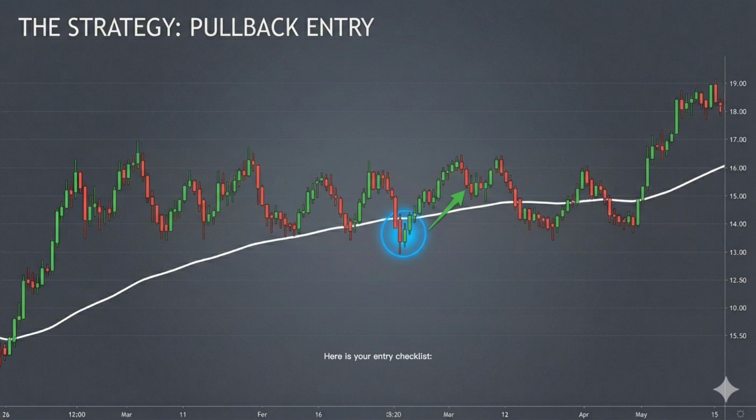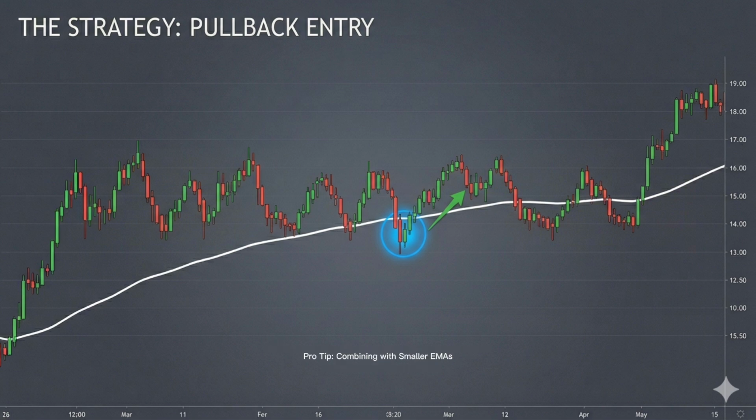Here is your entry checklist. Identify a clear distance between the price and the 200 EMA. Wait for the price to move back toward the line. Look for a rejection candle, like a pin bar or a bullish engulfing right at the EMA. Place your stop loss just behind the EMA line for a tight, protected risk. This turns the 200 EMA from just a line on a chart into a high-confluence bounce zone.